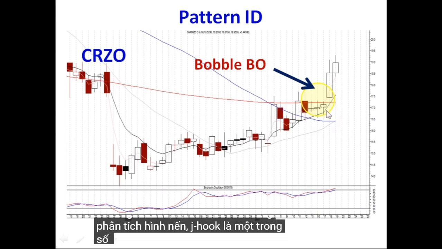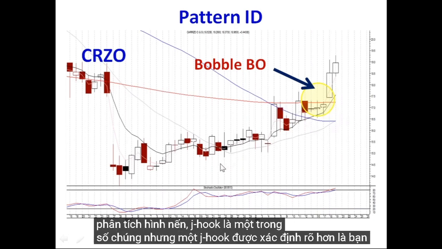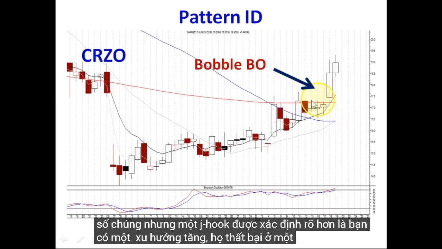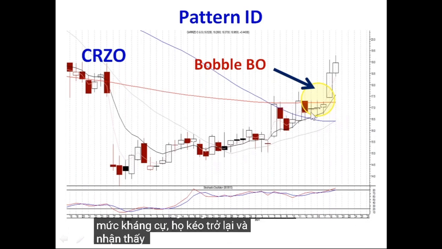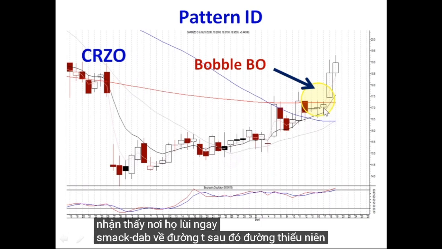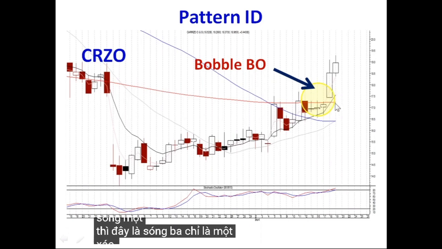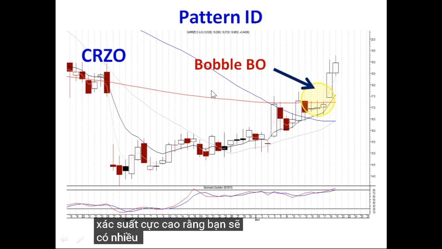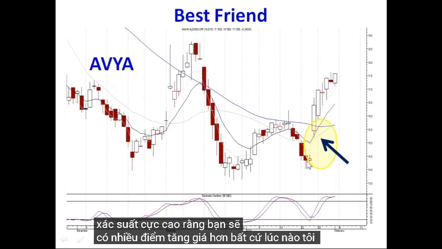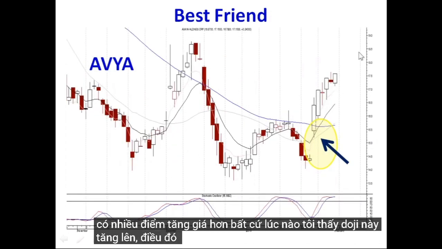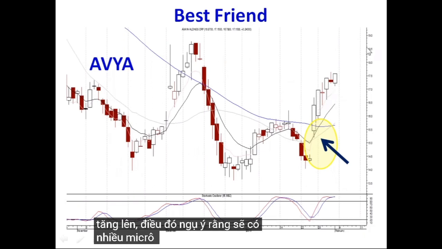The J-hook is one of them, but a more defined J-hook is you have an uptrend, they fail at a resistance level. They pull back, and notice where they pulled back, right smack dab to the T-line. Then the T-line pushes everything back up toward the resistance level, and notice what happened at the resistance level. A doji gap up. What'd that tell us? If this was wave 1, this was wave 3. Just an extremely high probability that you're going to have more upside. Anytime I see this doji gap up, it's implying there's going to be more upside.